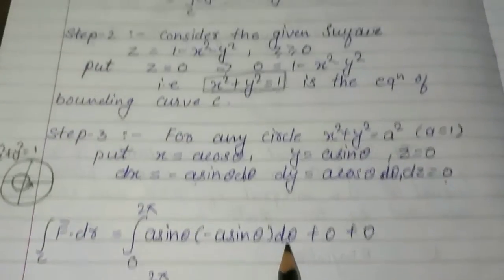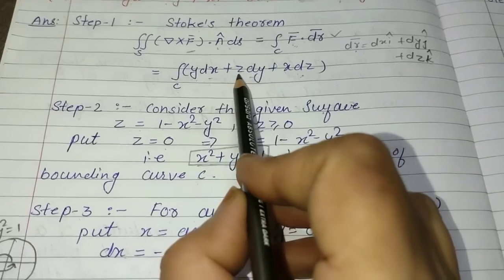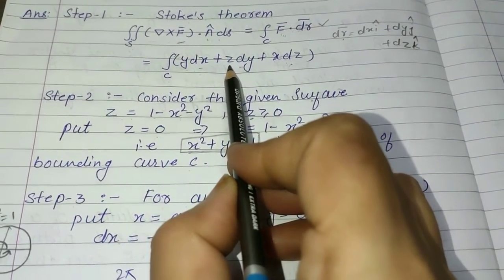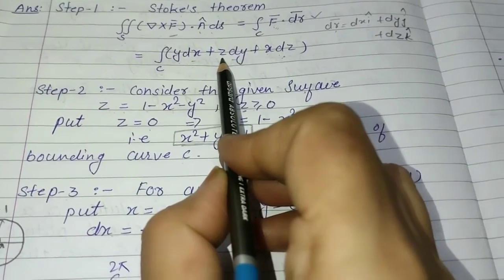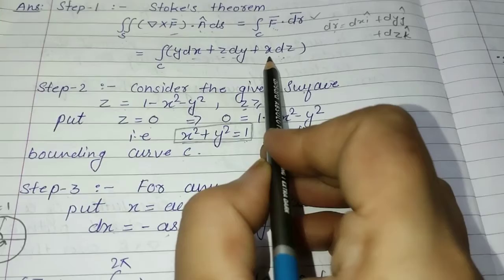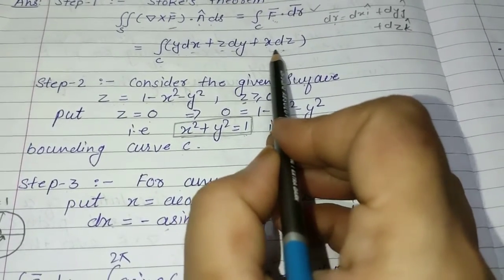Now the second integral is z dy. The value of z is 0, so it will be 0. Now the value of x is a cos theta, but the value of dz is 0, so its value is also 0.